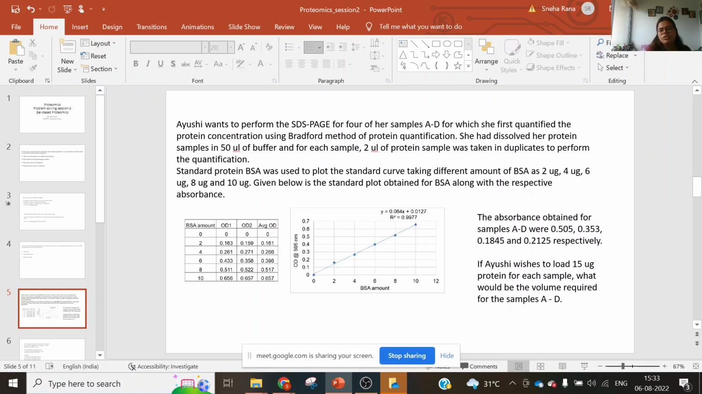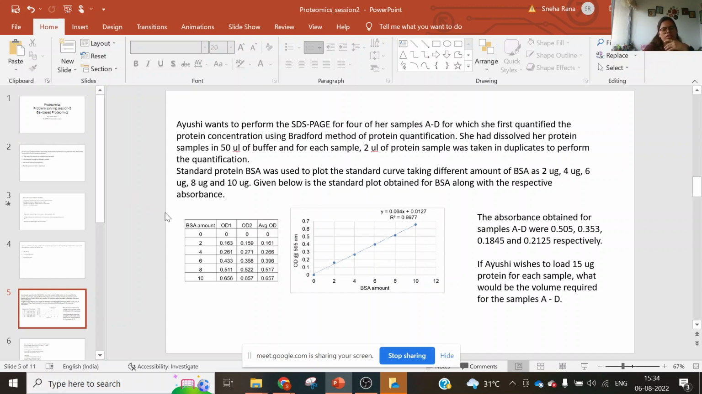Then you can find out that if she wants to load 50 microgram, then what will be the volume. So here volume is given. Let's say you found the protein value 7.8 something. Answer for A, 3.83 microliter. For B, 5.60. For C, 13.09. For D, 9.38. I already put it in the chat box. Okay, thank you.